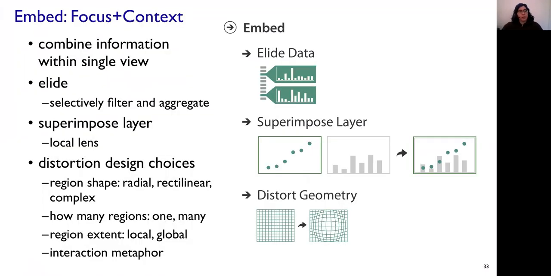Sorry for the delay. So combining information in a single view, there's a few different ways to do this so-called focus plus context. And one is what's called eliding data. Elision is just the big word for leaving things out. And so typically with elision views, what we're doing is a mixture of filtering and aggregating. And we'll walk through a few examples of that.